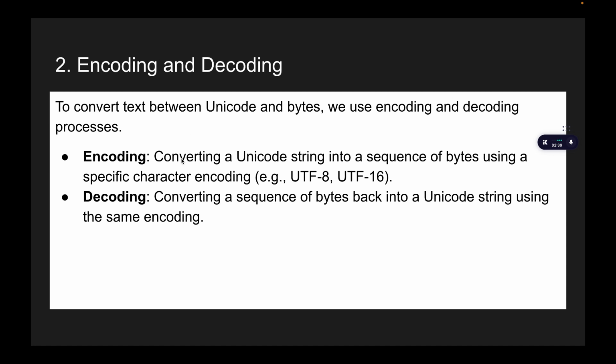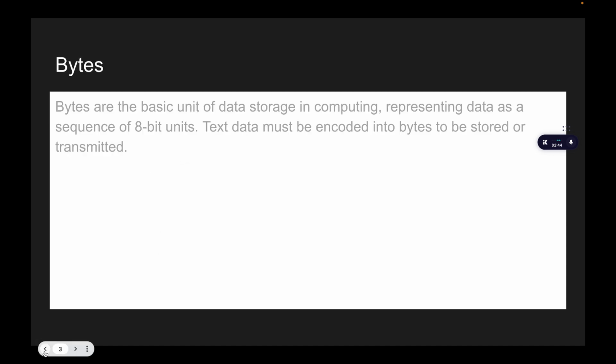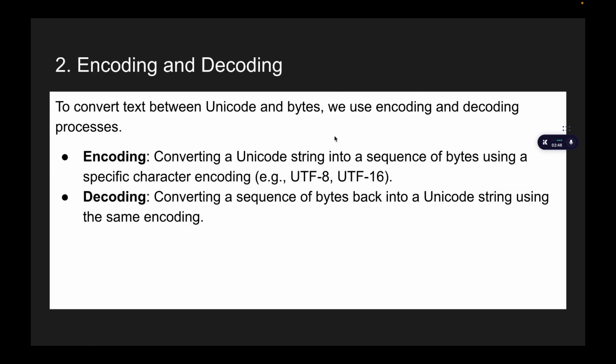Encoding is converting a Unicode string, which is just any normal string, into a sequence of bytes using a specific character encoding. These encodings could be UTF-8, UTF-16, UTF-32, and so on. So this is encoding: converting a Unicode string into a sequence of bytes using an encoding.